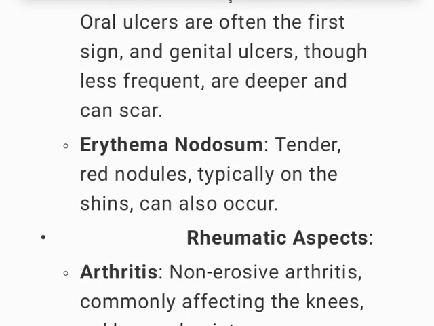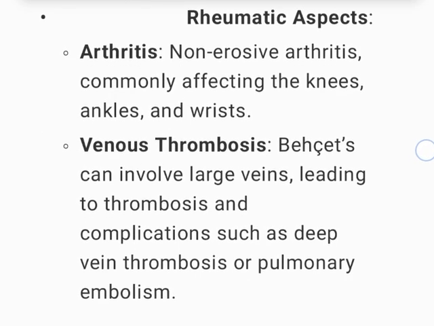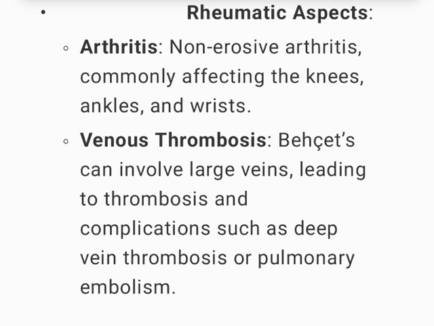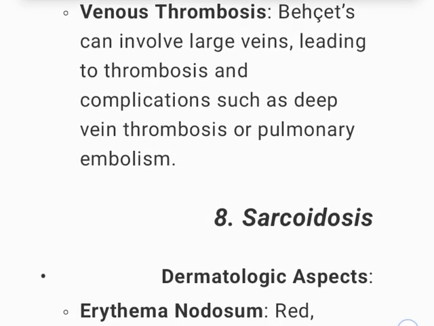Erythema nodosum. Tender, red nodules, typically on the shins, can also occur. Rheumatic aspects. Arthritis. Non-erosive arthritis, commonly affecting the knees, ankles, and wrists. Venous thrombosis. Behçet's can involve large veins, leading to thrombosis and complications such as deep vein thrombosis or pulmonary embolism.